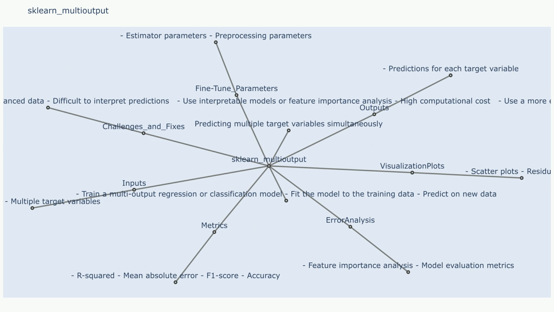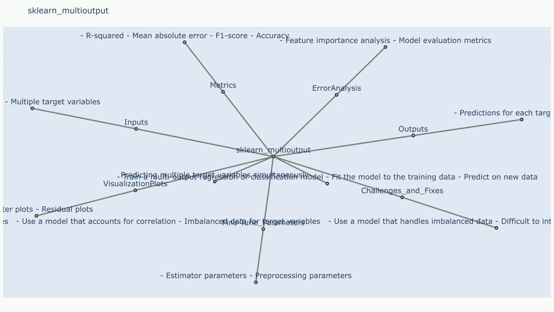Challenge 2. Explain in detail. High correlation between target variables. When target variables are highly correlated, the model may struggle to learn separate relationships for each variable. Sample use case that resulted in challenge 2: a dataset where two target variables are almost identical.